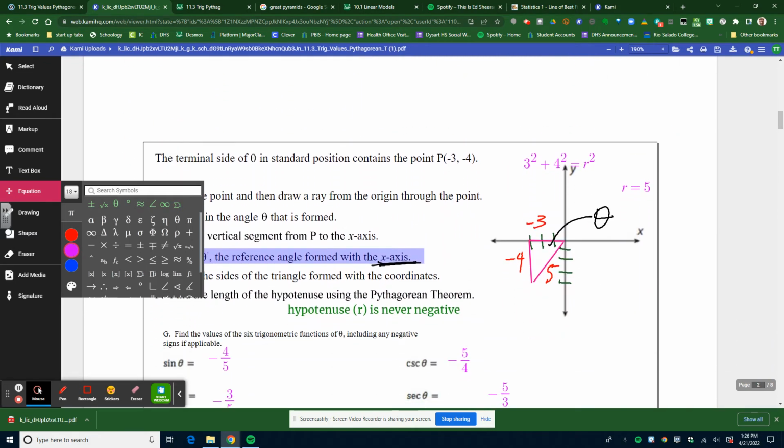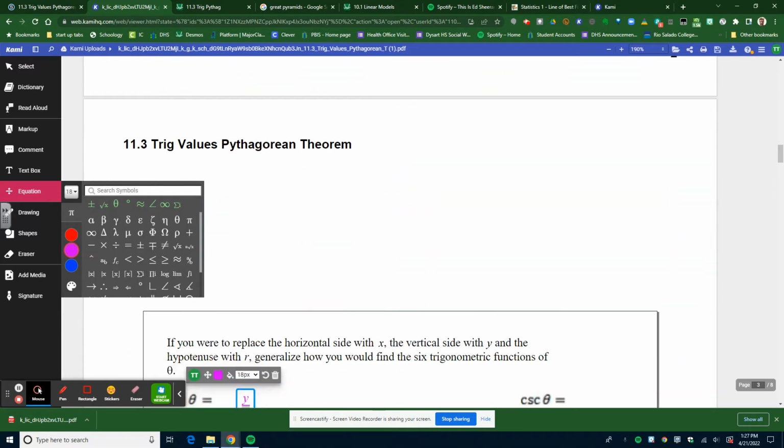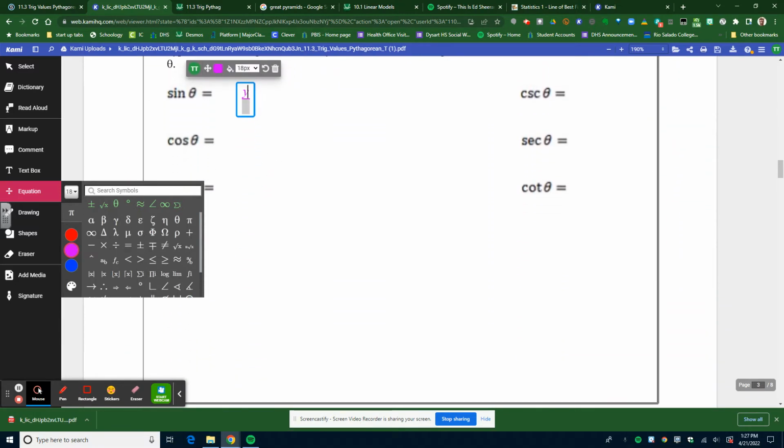my y value was opposite the angle. And then x is touching it, so that's the adjacent. So this is going to be y over r. This is going to be x over r. Opposite over adjacent, so opposite's y over x. And then these are all just reciprocals on the right. So x over y, and r over x. And last but not least, r over y.